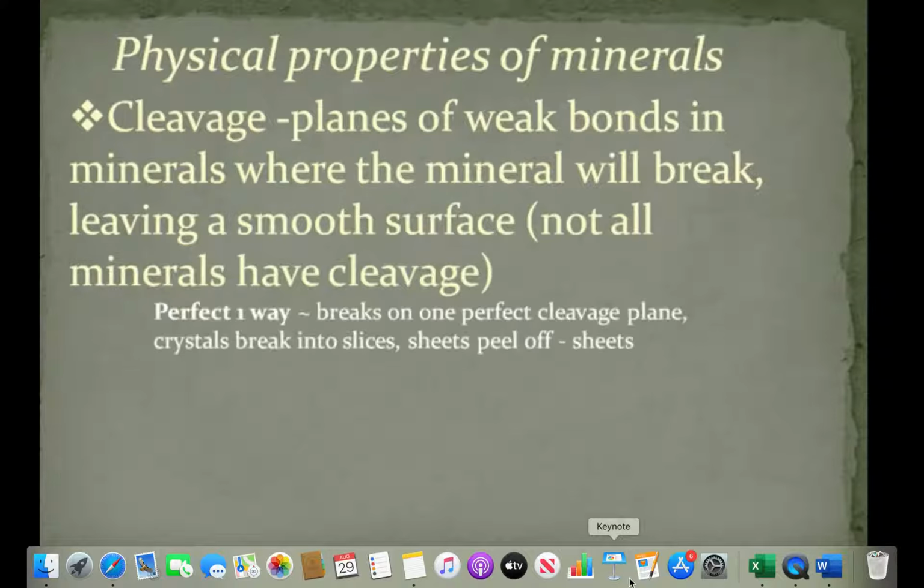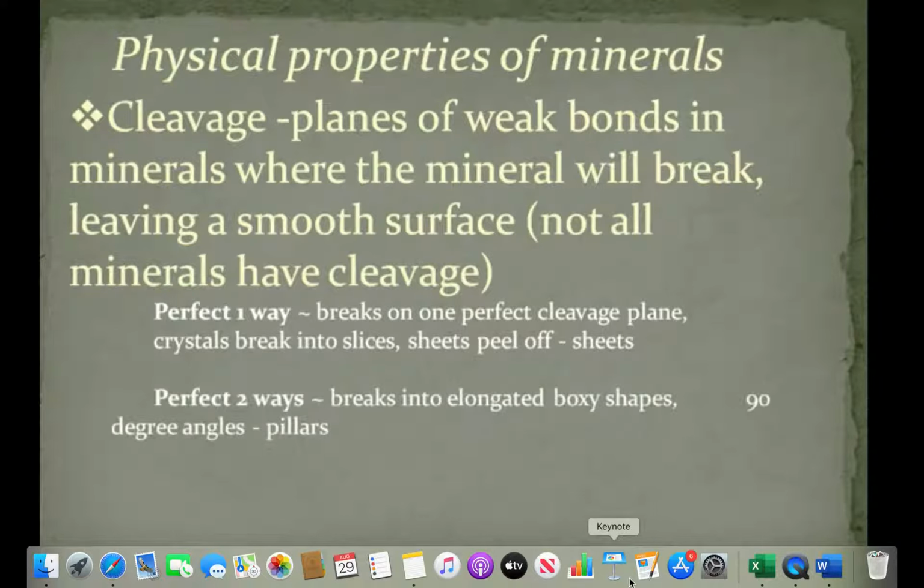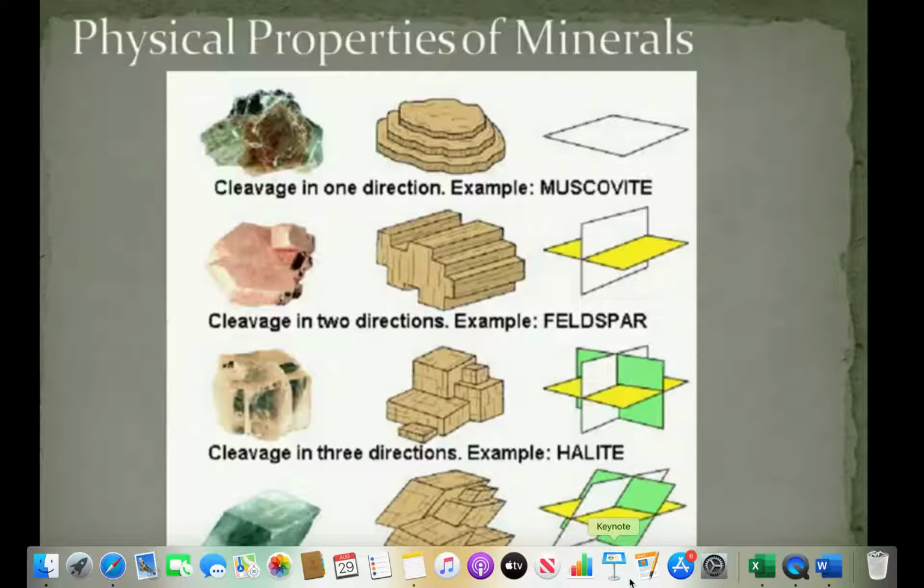So there are 3 ways that geologists will talk about it. Again, one way they'll break off into planes or perfect sheets. Two ways means they break off into boxes, and 3 ways means they break off into perfect boxes. Okay. Here's a couple pictures of what that looks like. So again, all of these are examples of minerals that do display cleavage.